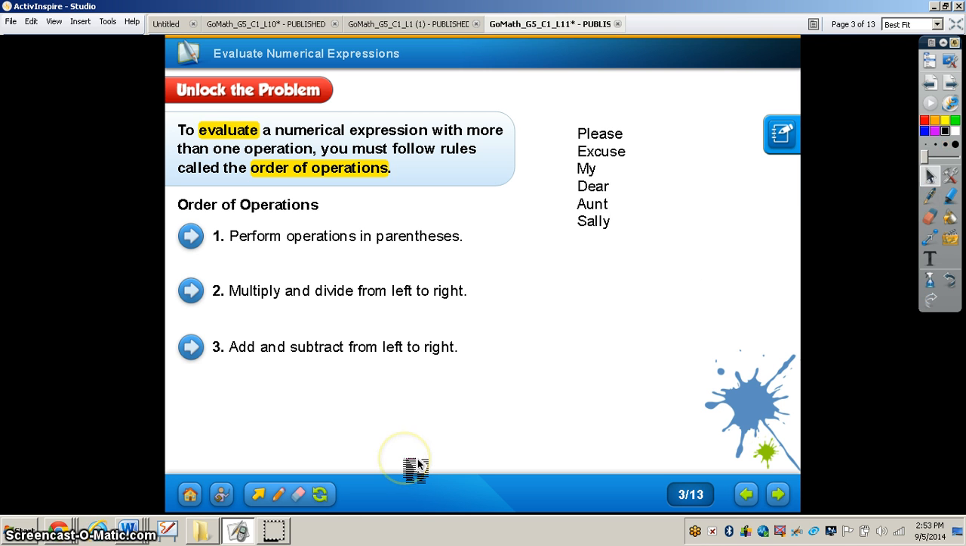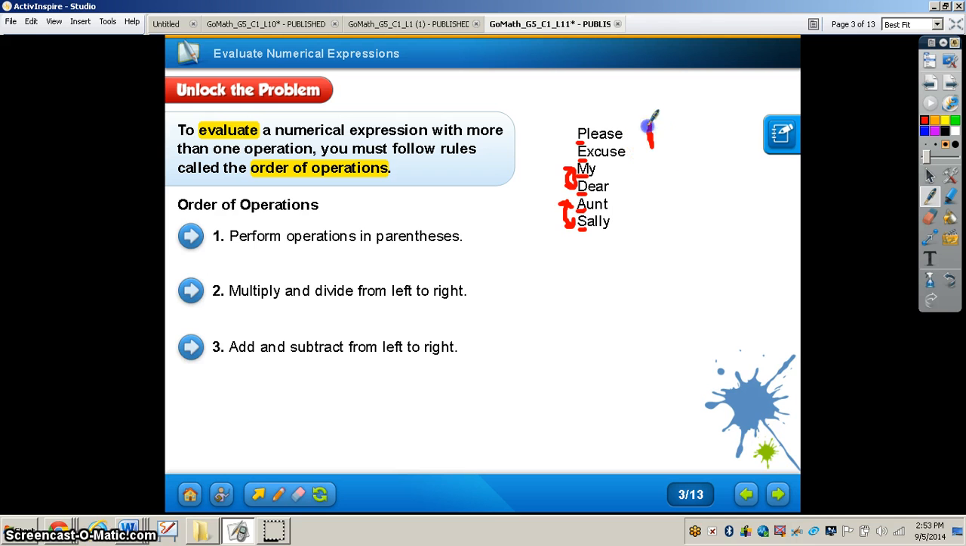Now, there's a little saying that will help you with the order of operations: please excuse my dear Aunt Sally. The P represents parentheses first, the E represents exponents, the M is multiplication, the D is division, so it's multiplication or division, whichever one comes first from left to right. The A is for addition, the S is for subtraction, whichever one comes first from left to right.